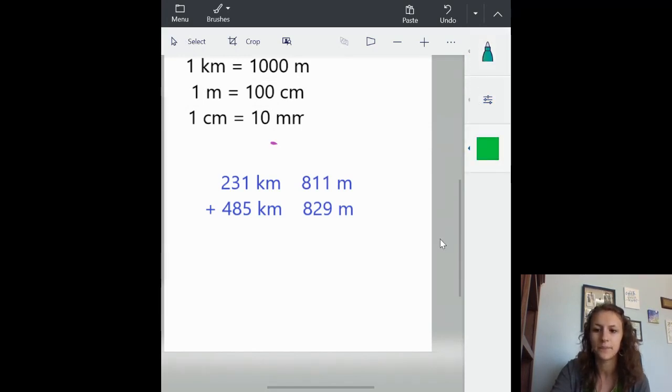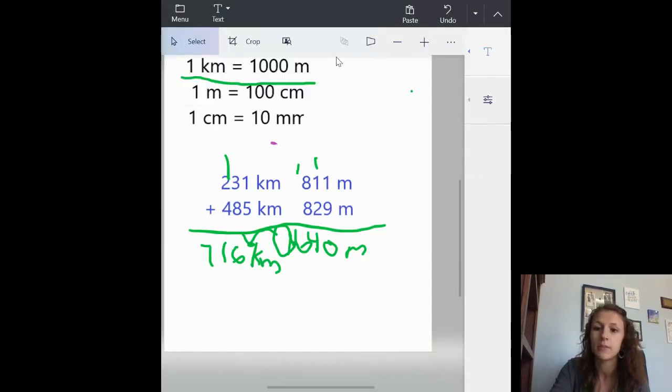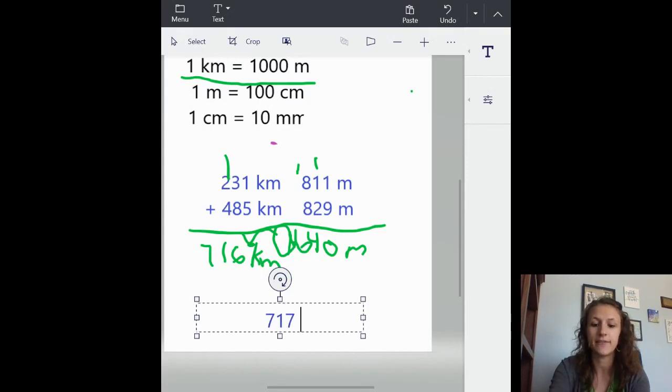All right, so as I'm adding, I can go ahead and add my like units just like I normally would. So for my meters, I have 1 and 9, which would be 10. Carry my 10. 4, 8 plus 8 is 6. Carry my 10. All right, so I get 1,640 meters. And then for my kilometers, I get my 6, 3 plus 8 is 11, carry my 10, and 716 kilometers. Now, I have over 1,000 meters. That means that I can go ahead and convert it to that kilometer. So I'm going to carry this 1,000 meters to my kilometers because I know that 1,000 meters is the same as one kilometer, excuse me. So my overall answer would be 717 kilometers, 640 meters.